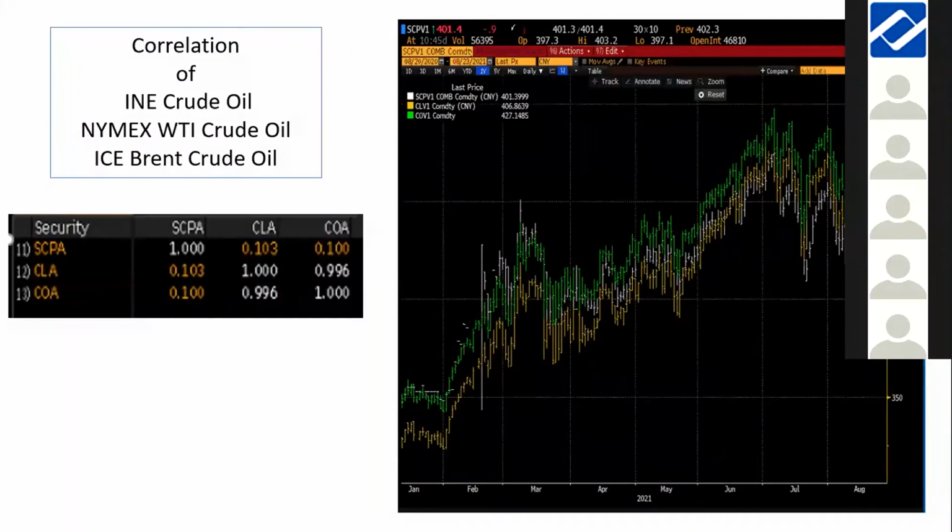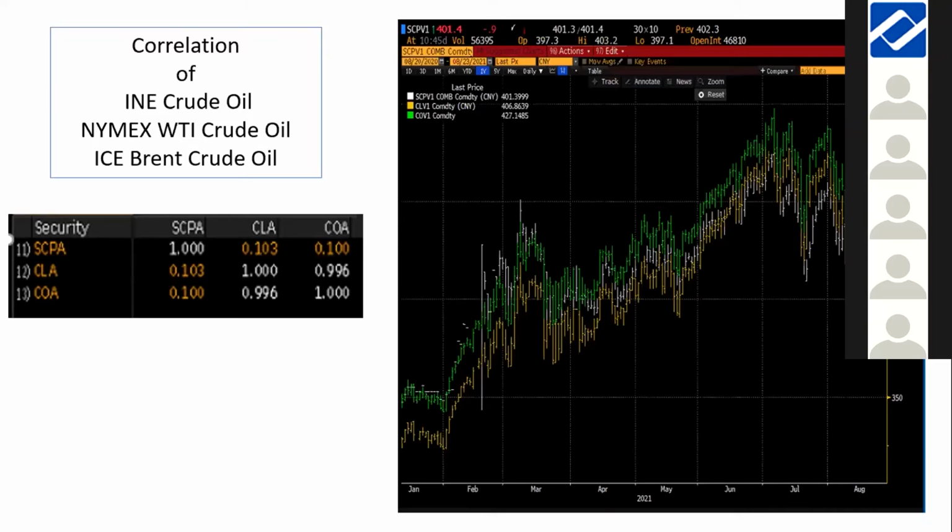As you look at all three of them, the correlation of the INE crude, NYMEX WTI, and ICE Brent is very, very close. Around Friday morning, I made this chart of the current market conditions. You can just see, looking at the chart itself, that the markets look very correlated as far as ups and downs. It does show that slight difference in price, but the actual movement of the markets as far as directional movement is very similar.